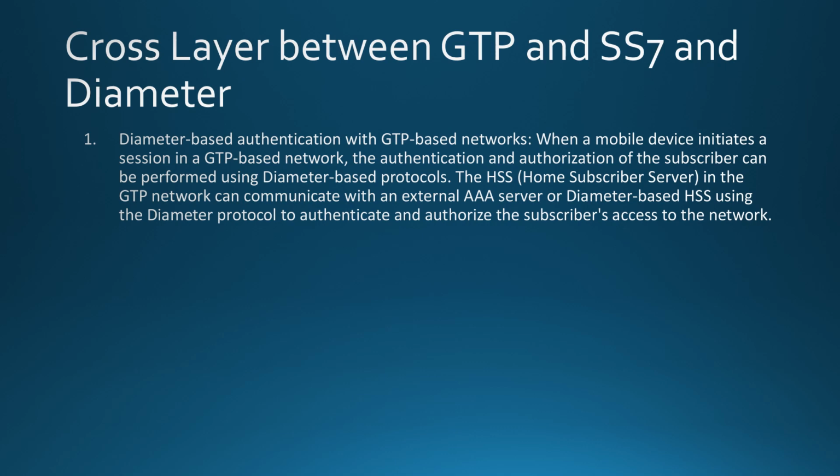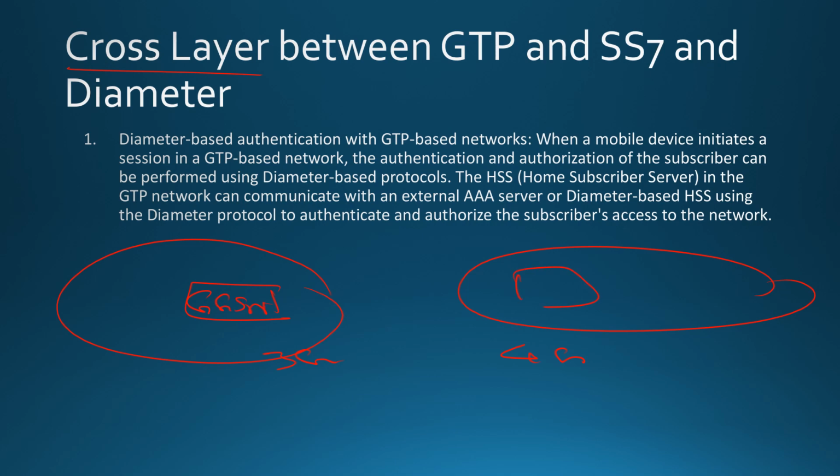This kind of cross-layer can be found between the 3G network and the 4G network. When, for example, one of our nodes, GGSN, wants to contact the HSS for doing the AAA procedure, in this case we need GTPC mapped to the Diameter protocol.